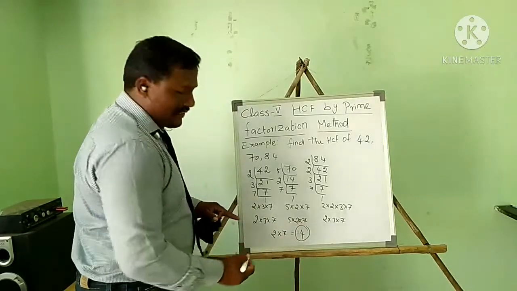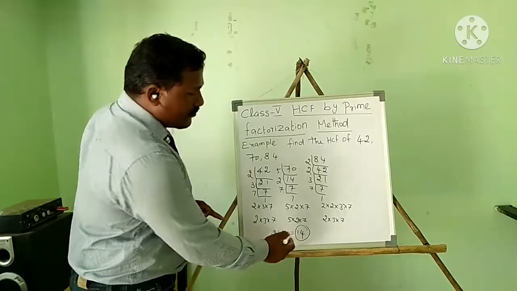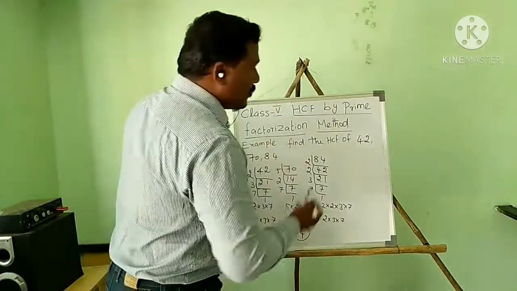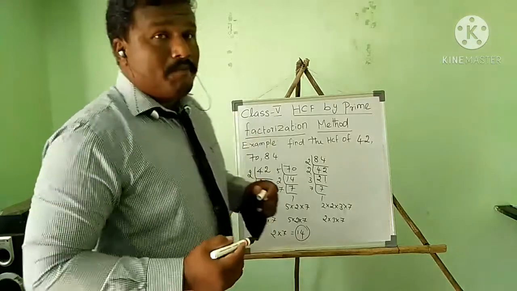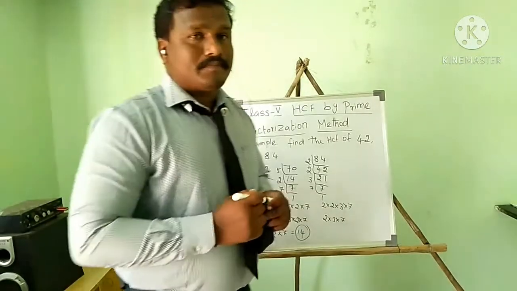So 7 is the common factor. So 2 7s are 14. 14 is the common factor. So how do I find it out? Using the prime factorization method.